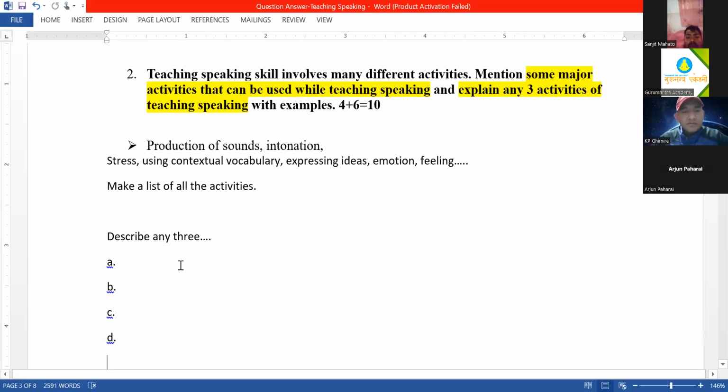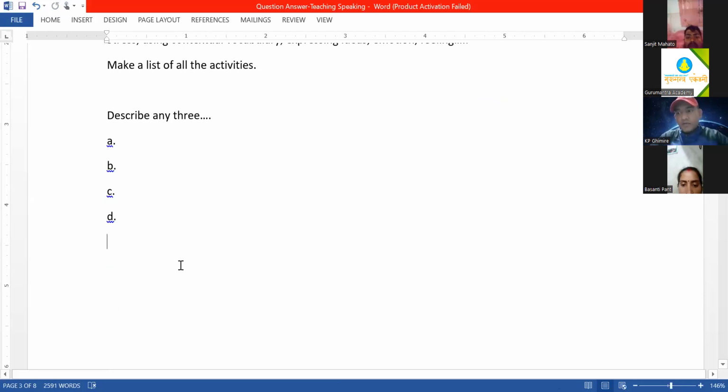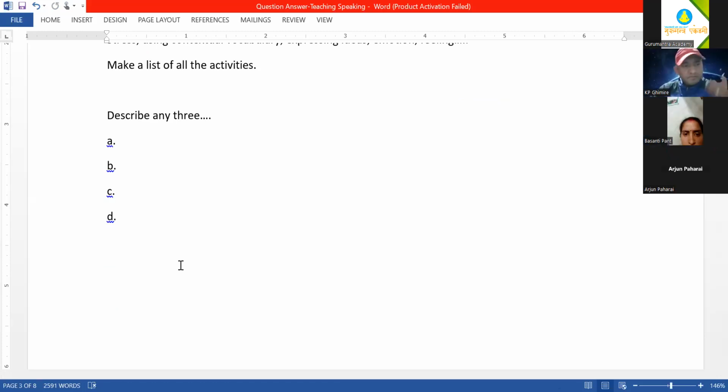And here what you need to understand is that you are writing the answer for secondary level. So you can make a list of all the activities which are relevant to the secondary level. But while writing, your activity should be reflected, like all the activities you are doing should be appropriate for the secondary level. Then only you get good marks.